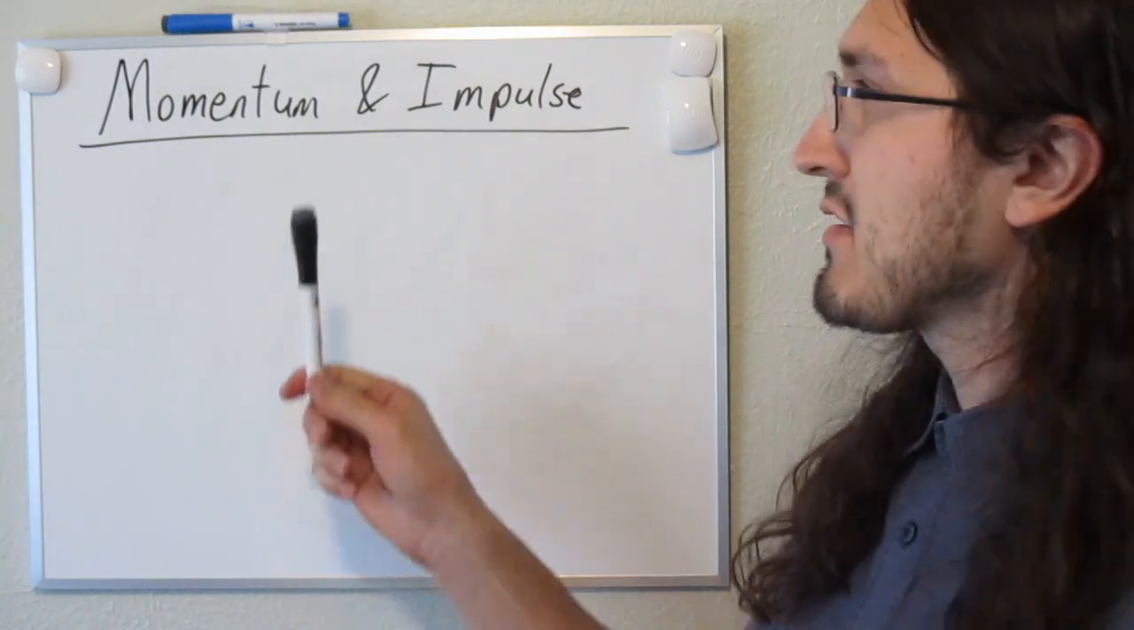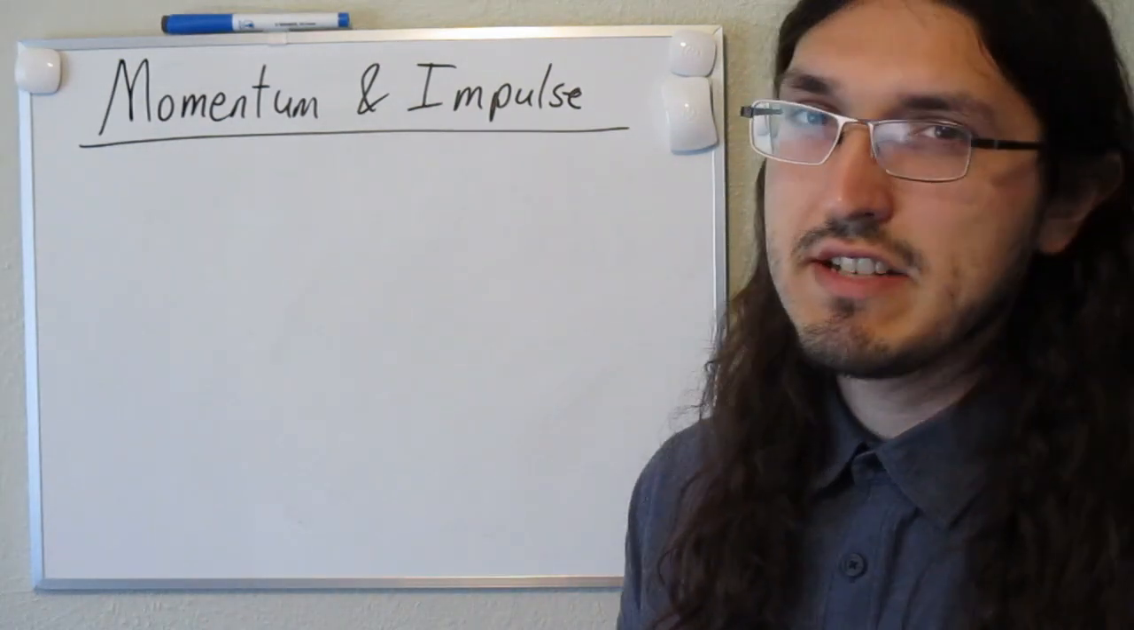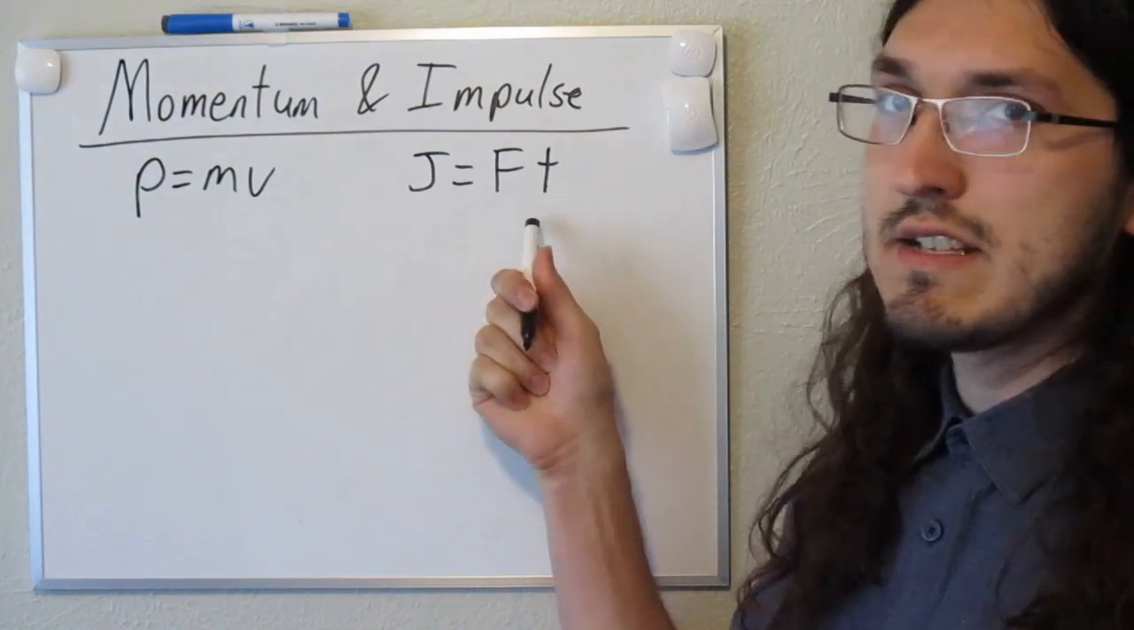Previously we've already discussed what momentum is, and we've discussed what impulse is. And these are the equations for each of those things. Momentum is mass times velocity, and impulse is force times time.